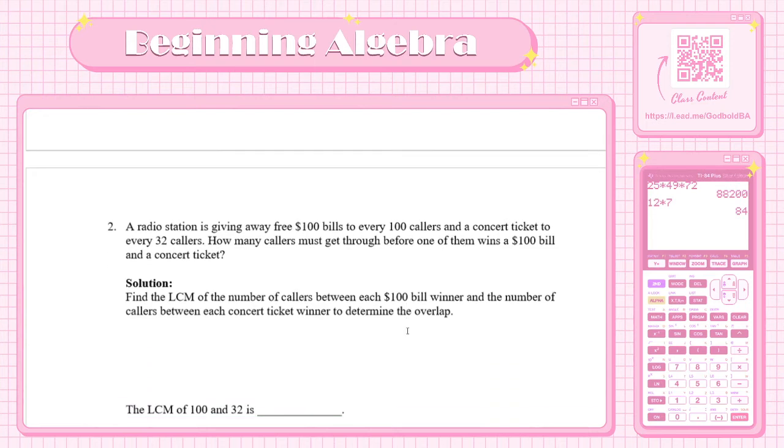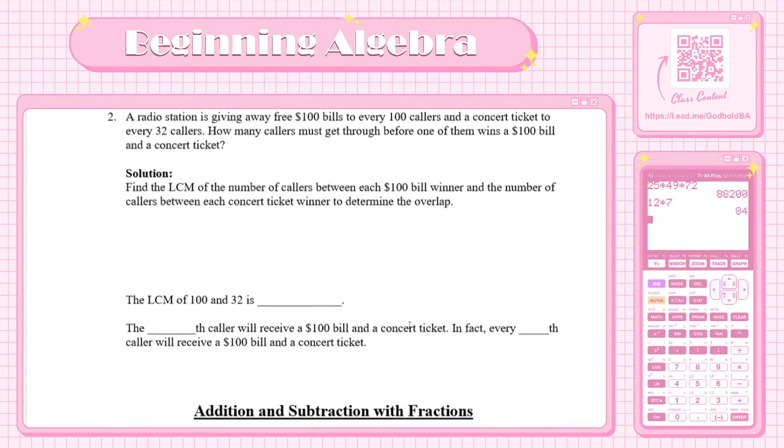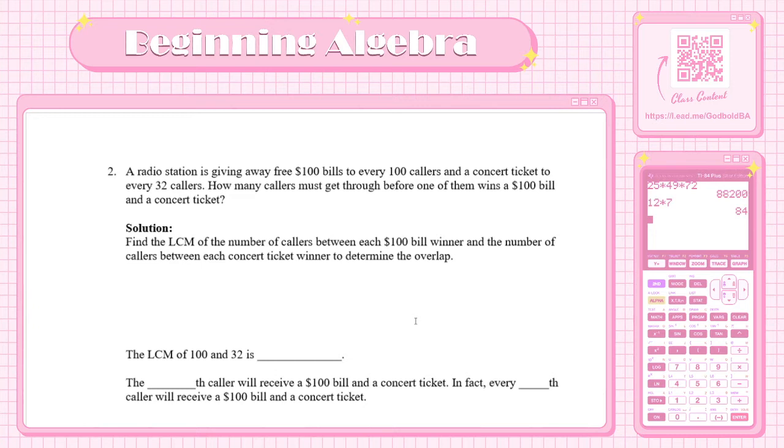Oh, here we go. A radio station is giving away free $100 bills to every 100 callers and a concert ticket to every 32 callers. How many callers must get through before one of them wins a $100 bill and a concert ticket? So to do this, I need to find the least common multiple of the two numbers that represent the cycles, the 100 callers and 32 callers.